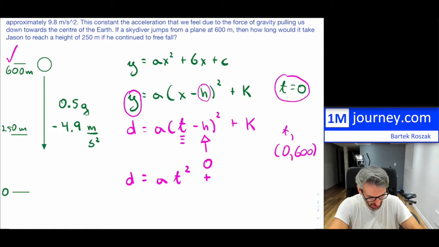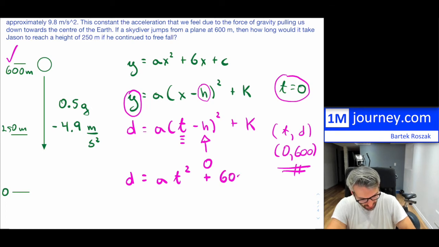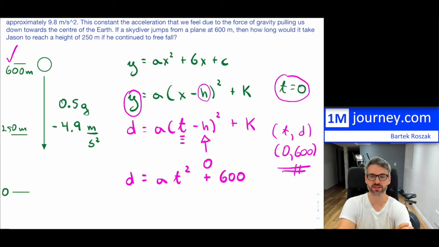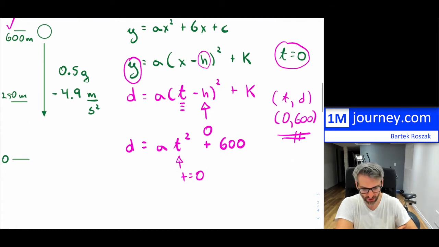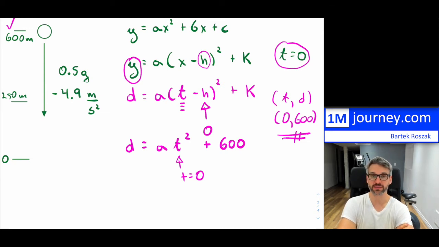This is t, and then this is our distance. That's our vertex. That's where we're starting from. So this right here is going to be 600 meters. And notice, if you plug in t is equal to 0, that's going to zero off this term. And indeed, that means at time 0, we are at 600 meters of height.